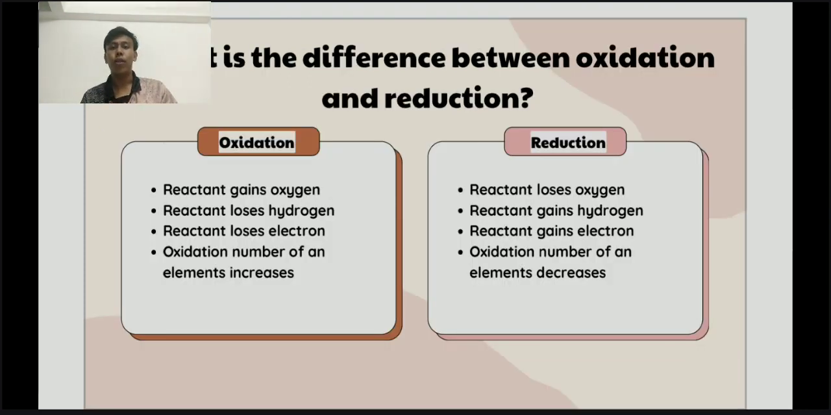What is the difference between oxidation and reduction? There are a few actually, four to be precise. One of them being reactant in oxidation will gain oxygen, while reactant in reduction will lose oxygen. In terms of hydrogen, reactant in oxidation will lose hydrogen, while in reduction will gain hydrogen. In terms of electron number, in oxidation it will decrease, while electron number in reduction will increase. In terms of oxidation number of an element, in oxidation it will increase, while in reduction, otherwise, it will decrease.